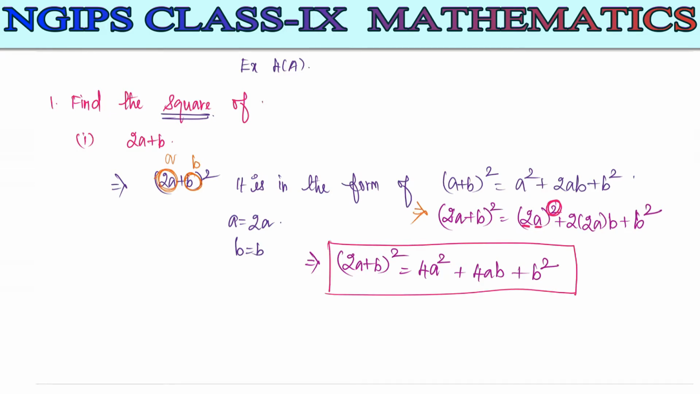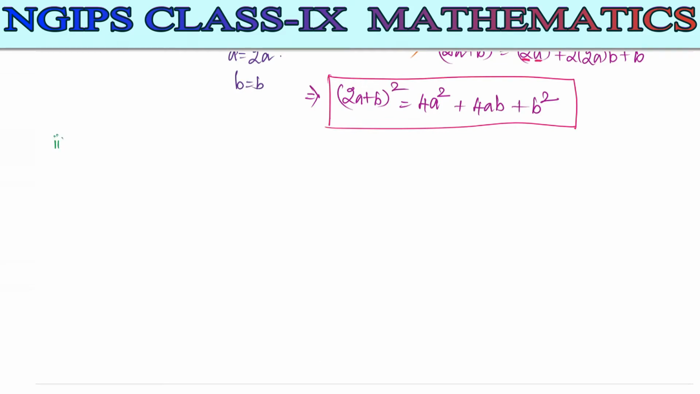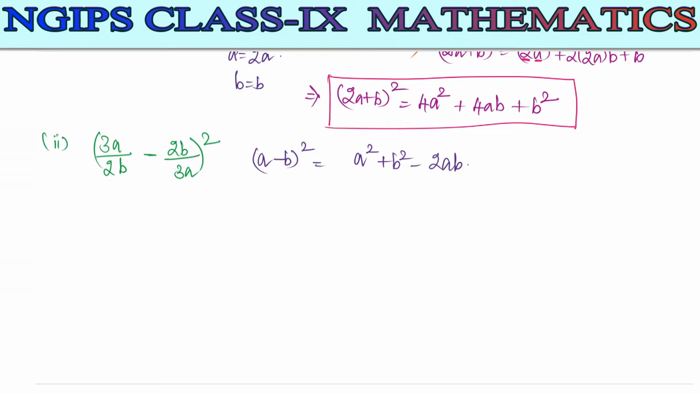Is it clear now? Next we will move to the second sub question. Here we have 3a divided by 2b minus 2b divided by 3a whole square. Because we need to find the square, I have written whole square. This is in the form of a minus b whole square is equal to a square plus b square minus 2ab. In this condition, a is equal to 3a by 2b, and b is 2b by 3a.